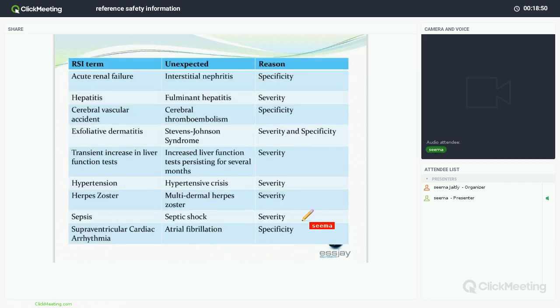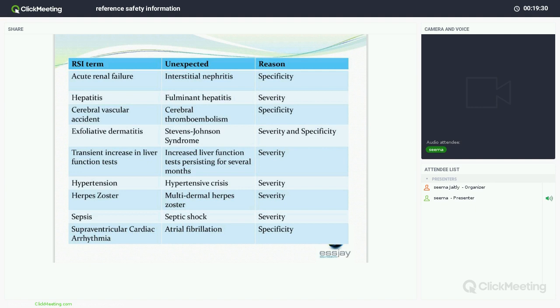Now, I did talk about severity and specificity before with regards to what would be considered expected, and it is important to bear in mind when you are looking at a term whether it really does meet the expectedness criteria. So these are just some examples. They're in the CTFG guidelines, but it gives an idea. If you have acute renal failure within your reference safety information and you get interstitial nephritis reported, you would not consider that as expected because this is more specific than acute renal failure. So you do need to take that into account when you are making those decisions.